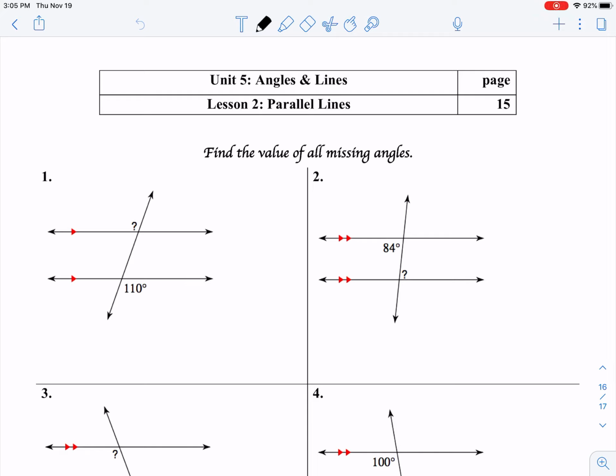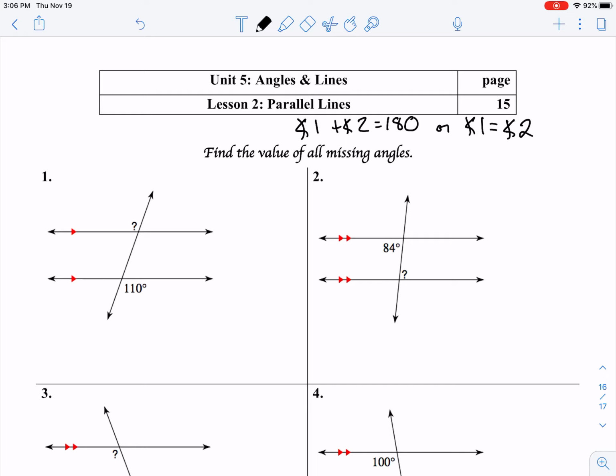Today's video, we're going to continue off of identifying and being able to name the different angles of parallel lines and get into finding the measurements. Again, we're still going to use one or two equations. So again, angle 1 plus angle 2 is equal to 180, or is angle 1 equal to angle 2? Okay.